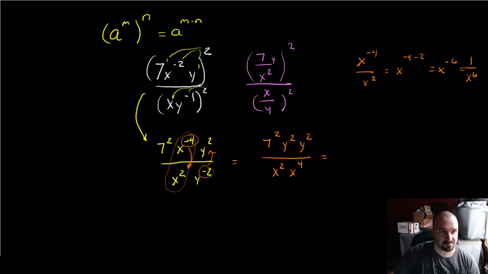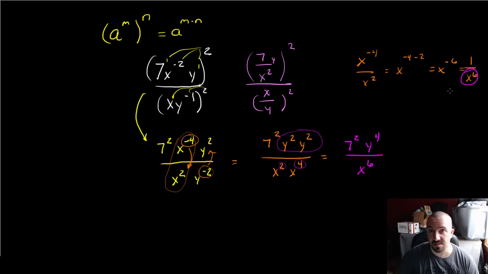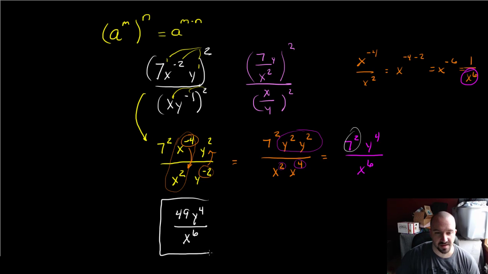From here, I just clean it up. I notice that I have effectively 4 y's here, so this is going to give me 7 squared y to the 4th. I have essentially 2 x's here, 4 x's here, for a total of 6 x's. Notice I get x to the 6th. It's the same thing. That's why you can do this 47 different ways, and it still comes out the same answer. And then finally, just to clean it up, I'm going to expand this out, leaving me with 49 y to the 4th over x to the 6th. That is our simplified answer.